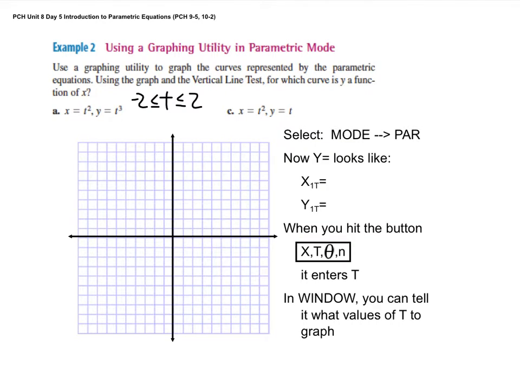Alright, so now, graphing in parametric mode. This is something your calculator actually can do. This is kind of cool. We're just going to do this from t equals negative 2 to 2. Before you get your calculators out though, I want you to do it by hand.